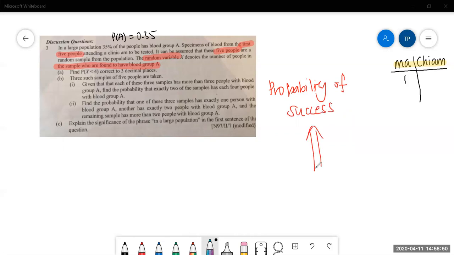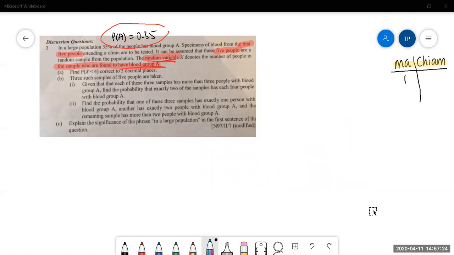Has a huge correlation. And it determines the definition of the random variable. Okay, so in this case, since we already know that the probability of success is 0.35, and what is this 0.35? It's the number of people who will get blood group A. So obviously, the random variable X here must be the number of people who are in blood group A. Okay. So we are done breaking down the question.